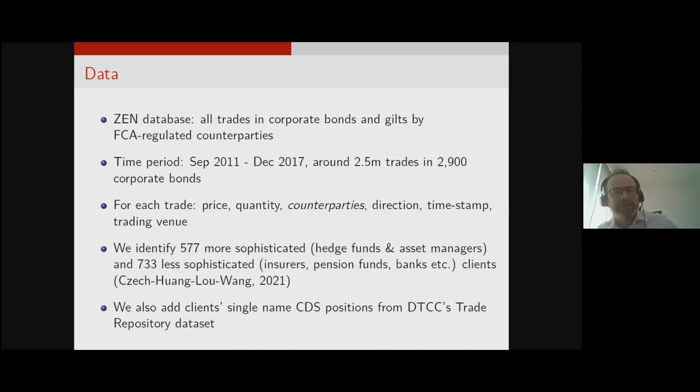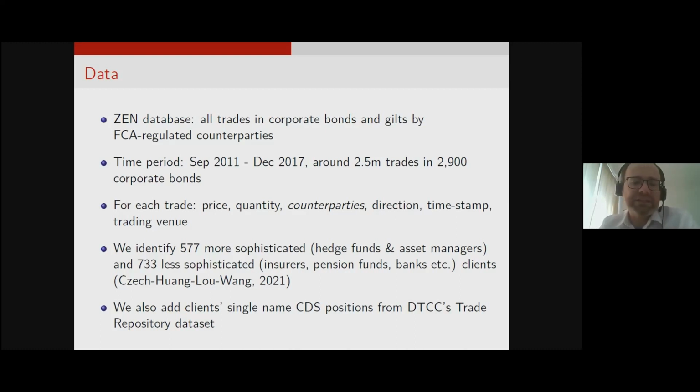JFE paper by Dong and others, we have this interesting classification, because given we observe the identities of these clients, we can classify them as so-called more sophisticated clients, such as hedge funds and asset managers. These clients are supposedly more likely to be trading on information, whereas the remaining set of clients, such as insurers, pension funds, and foreign central banks, are the ones that we call less sophisticated clients. The underlying idea behind this classification is that these less sophisticated clients are there for liquidity reasons and hedging purposes. They might be less likely to trade on information.